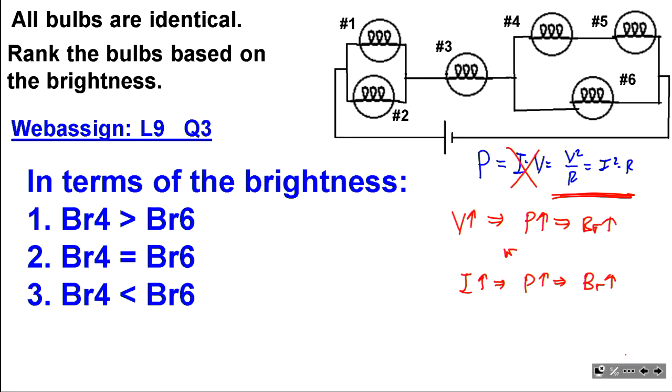So you can choose either of the approaches. You can think about electric current traveling through these two bulbs and say something about electric current, or you can think in terms of the voltage across each bulb and say something about it. If electric current is the same, and because the resistance is the same, power automatically is the same, brightness is the same, etc., etc.